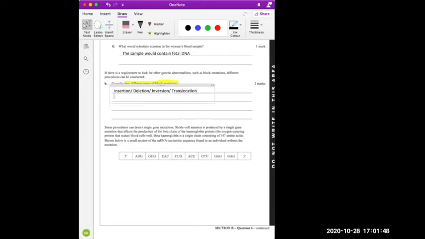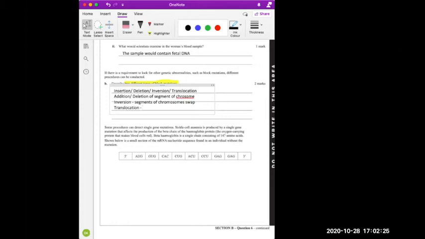So insertion is the addition of a segment of chromosome, and deletion is the removal. Insertion and deletion are very self-explanatory. Inversion is when a segment of chromosome is swapped. And then translocation, so trans is like different chromosomes. Translocation is when two different chromosomes swap genetic information.